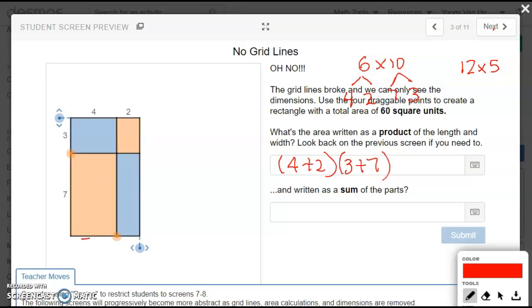Okay, now area written as a sum of parts. Well, I just need to multiply, don't I? So 4 times 3 is 12 here. 3 times 2 is 6 here. 4 times 7 is 28. And 2 times 7 is 14. So then I just need to add them all up: 12 plus 6 plus 28 plus 14. Great. Let's move on to the next card.